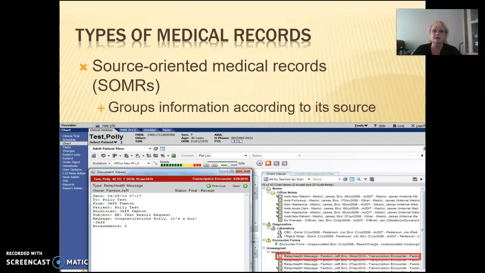Next up, another type of medical record is the source-oriented medical record, where it groups information according to its source. So all they mean is like all the progress notes are in the notes section. All the labs are in the laboratory section. All of the x-rays are in the radiology section. So everything's just organized. So you're going to find that with every EMR.